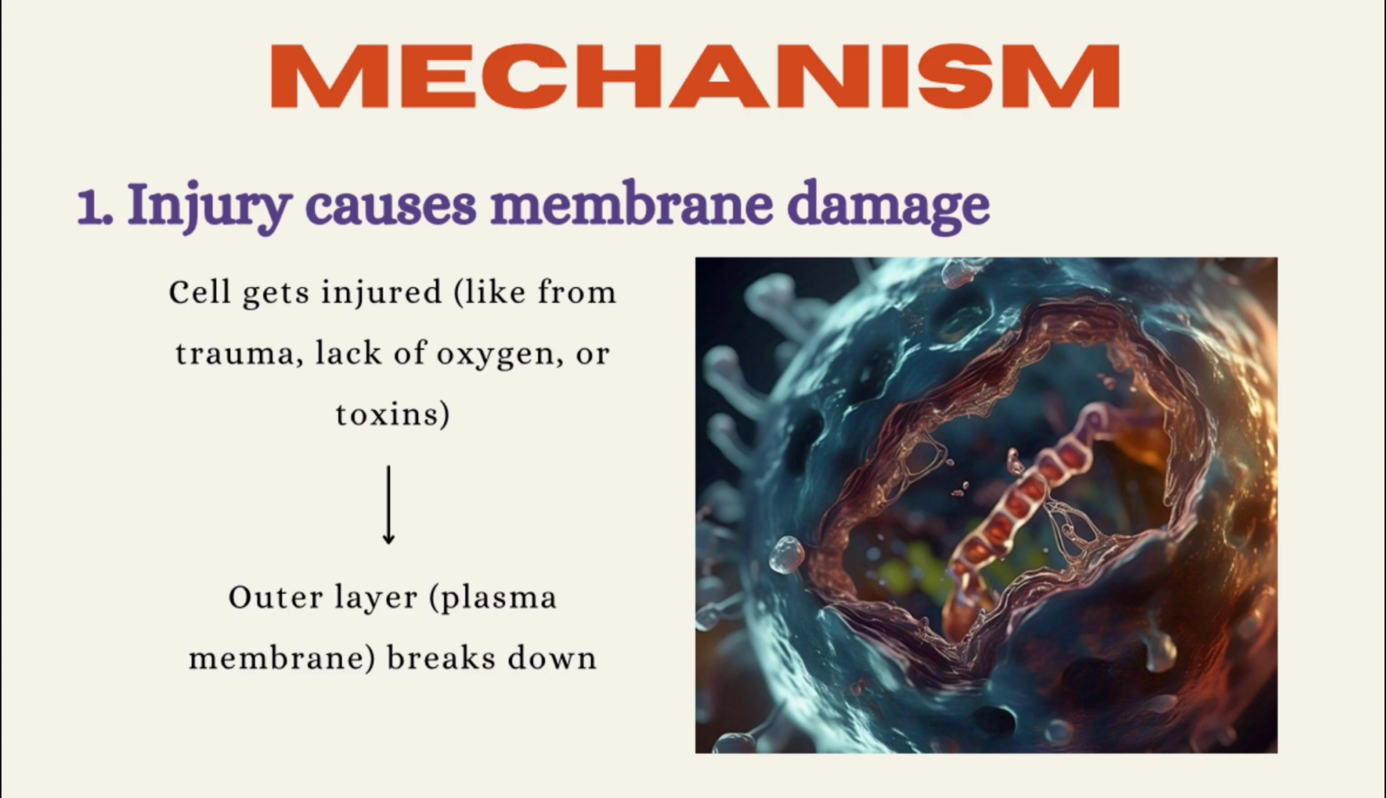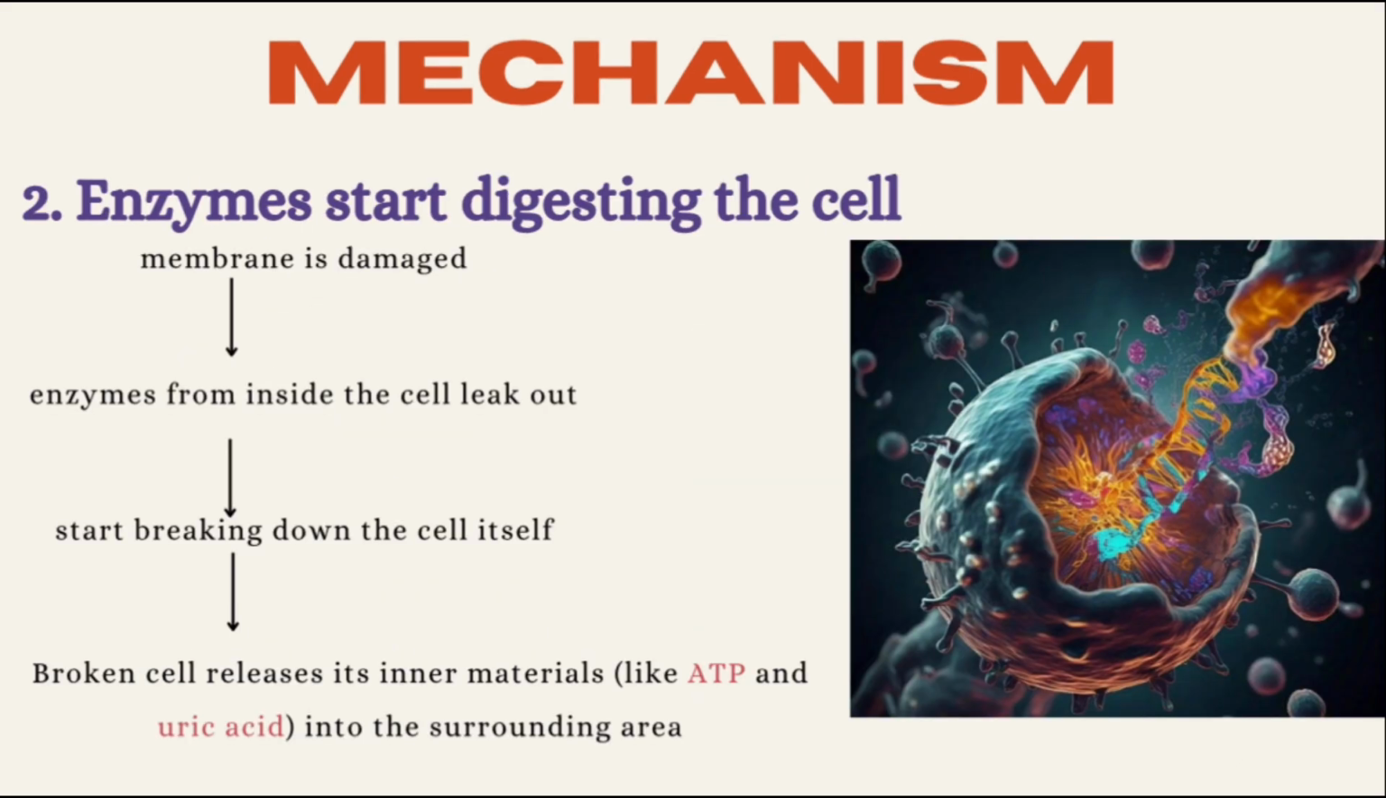As we know, the cells are exposed to injury, and this injury causes damage to the membrane of the cell. The plasma membrane eventually breaks down due to the lack of oxygen or any other trauma or toxins. This damaged membrane causes enzymes from inside the cell to leak out that eventually break down the cell itself. This broken cell releases its inner materials like ATP produced by the destruction of mitochondria and uric acid, which is produced by the destruction of DNA, into the surrounding area.